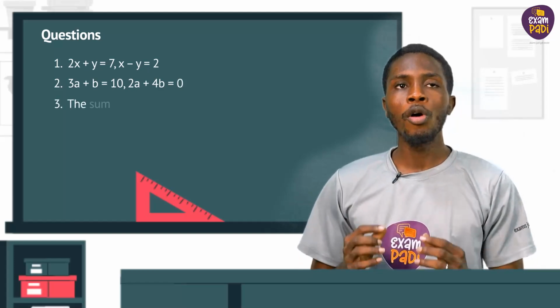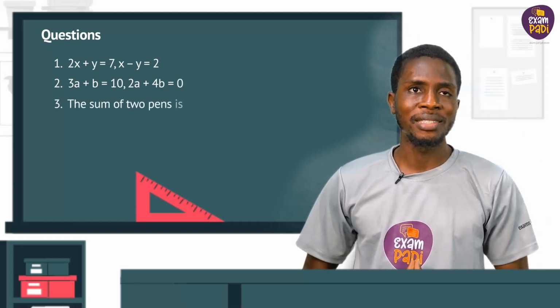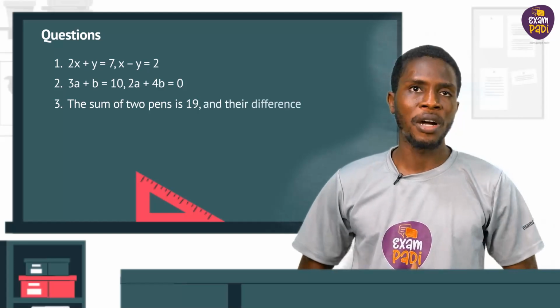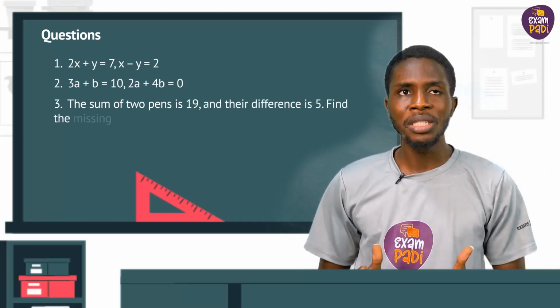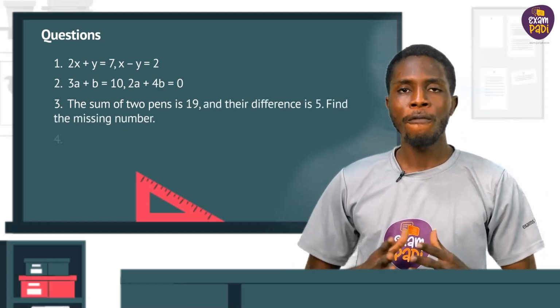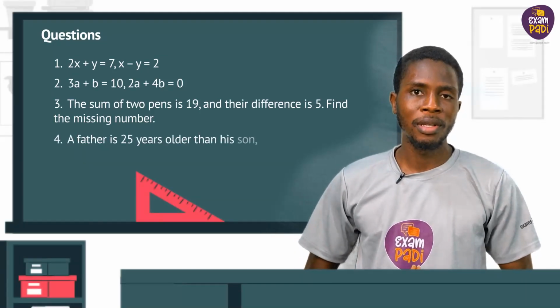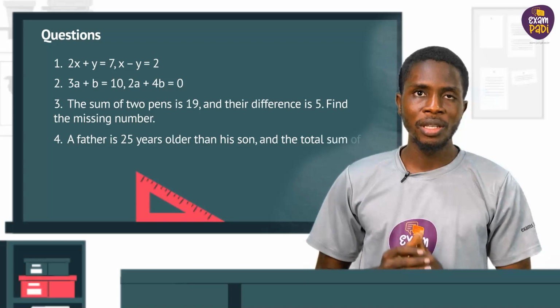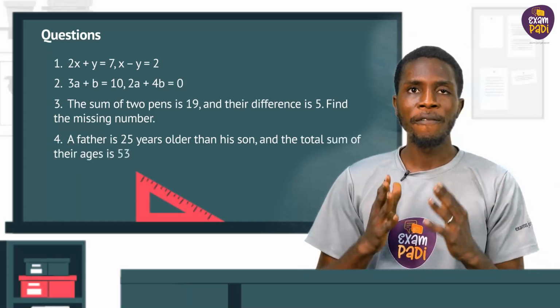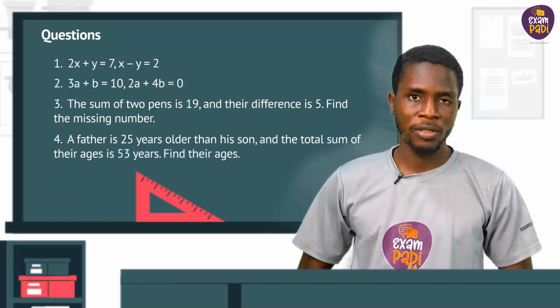3. The sum of 2 numbers is 19, and their difference is 5. Find the numbers. 4. A father is 25 years older than his son, and the total sum of their ages is 53 years. Find their ages.